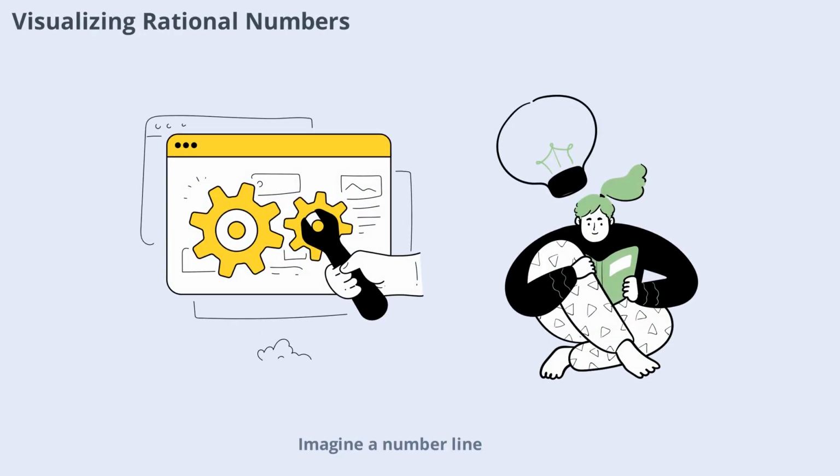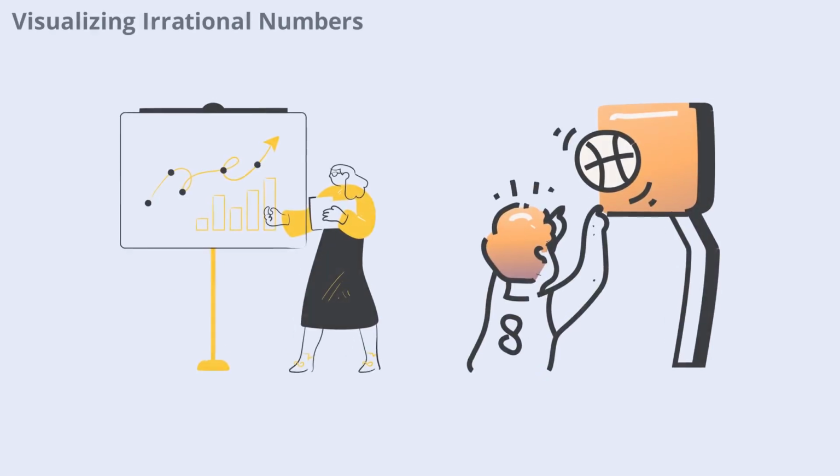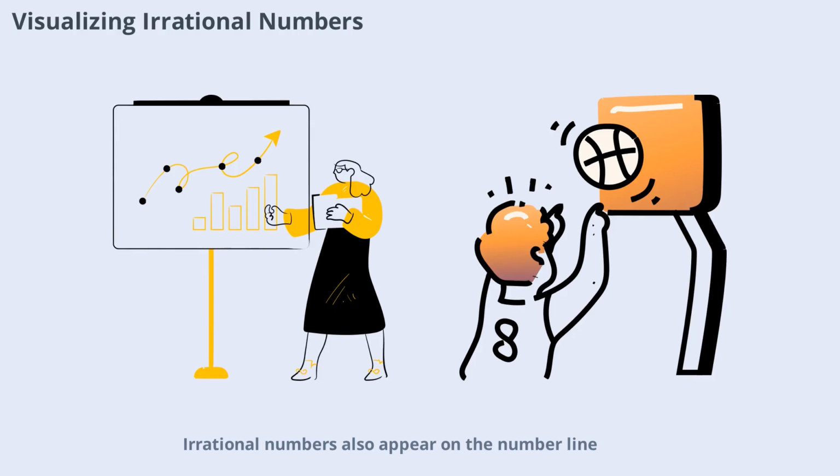Imagine a number line. Rational numbers can be found at specific points along the line, including fractions and whole numbers. For example, 1/2 is exactly halfway between 0 and 1. Rational numbers are everywhere on the number line, filling in the gaps between whole numbers with fractions and decimals that repeat or terminate. Irrational numbers also appear on the number line, but they never land exactly on a fraction or a repeating decimal. For example, the square root of 2 is somewhere between 1.4 and 1.5, but it can't be written as a simple fraction. These numbers fill in the spaces that rational numbers can't reach, making the number line complete.